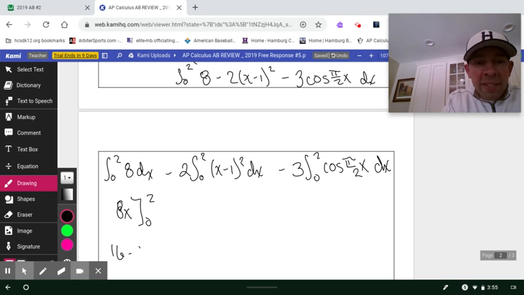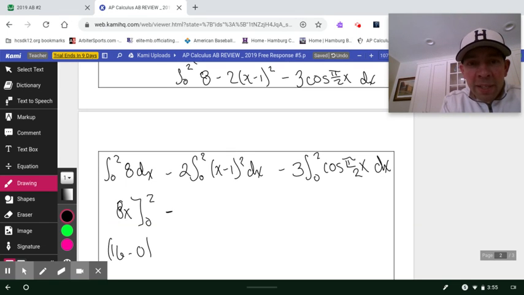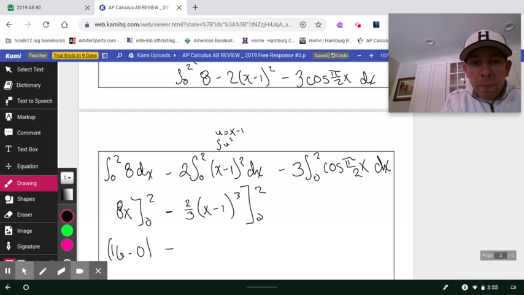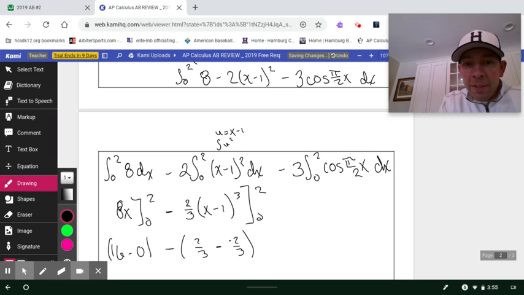So that's going to end up making 16 minus 0 by the time I plug in those bounds. Now what we've got cooking over here is if you're real good at U-sub, what you're probably visualizing is letting u equal that inner function. And so when you integrate a u squared, you're going to get 1/3 u cubed. So that makes 2/3 u cubed, x minus 1 cubed, and the bounds are from 0 to 2. All right, so if I plug in a 2, I'm going to get 2/3. And if I plug in a 0, I'm going to get negative 2/3 there. So I'm going to end up adding those together here in a second.